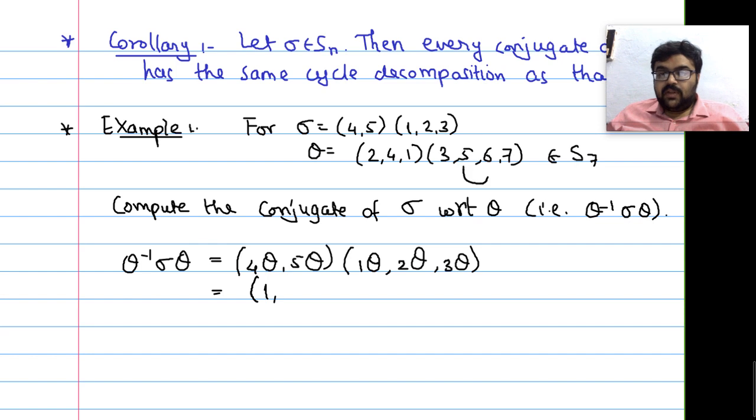What is theta of 5? Theta of 5 is 6, 5 goes to 6. So this is the transposition (1 6). And theta of 1 is 2. So this is 2. Theta of 2, sorry, not this. Theta of 2 is 4. Right. So this is 4. And theta of 3 is 5. This is how it is computed. So this is just an example for you to understand.